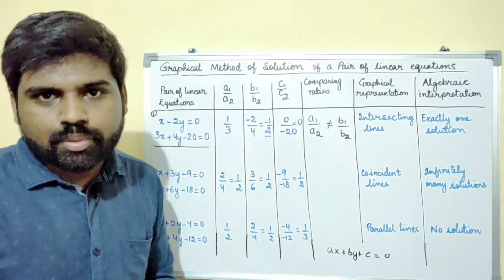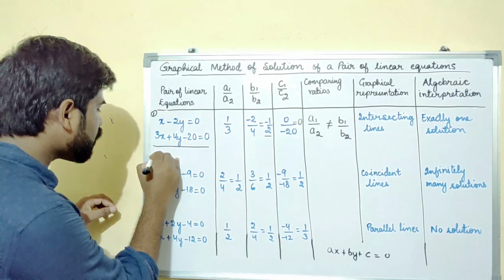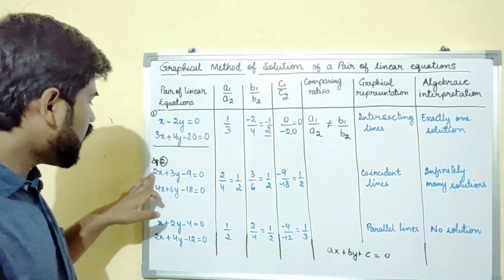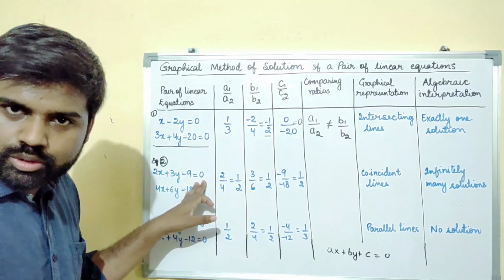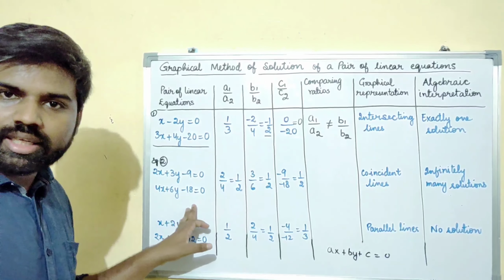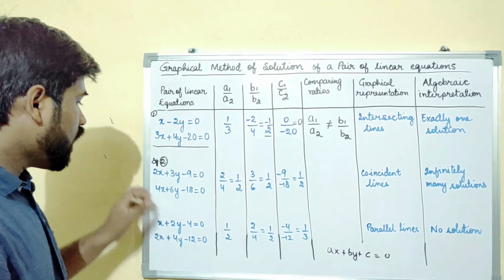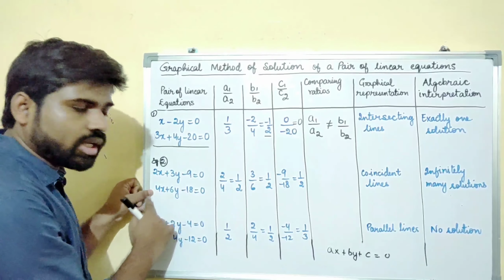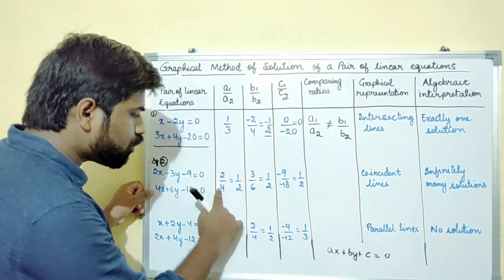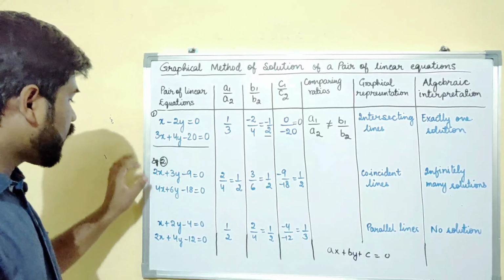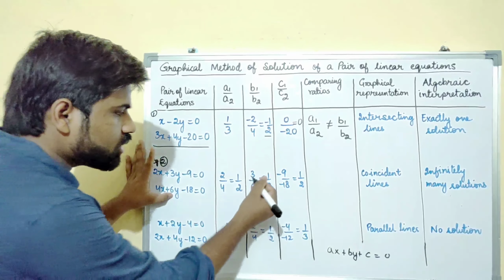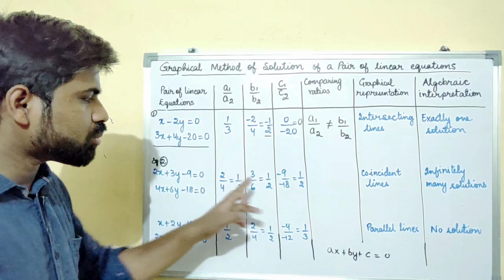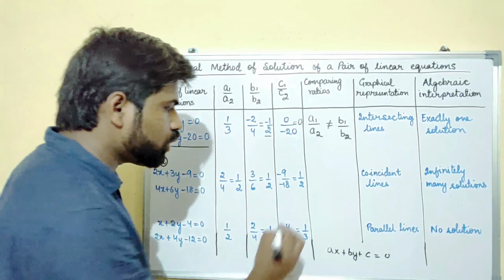Now let us see the second pair of equations, which is taken from the second example: 2x plus 3y minus 9 equals 0 and 4x plus 6y minus 18 equals 0. Now, a1 upon a2. What is the value of a1 here? It is 2, and a2 is 4. 2 upon 4 is 1 upon 2. b1 upon b2 is 3 upon 6, which equals 1 upon 2. c1 upon c2 is minus 9 upon minus 18, which equals 1 upon 2.